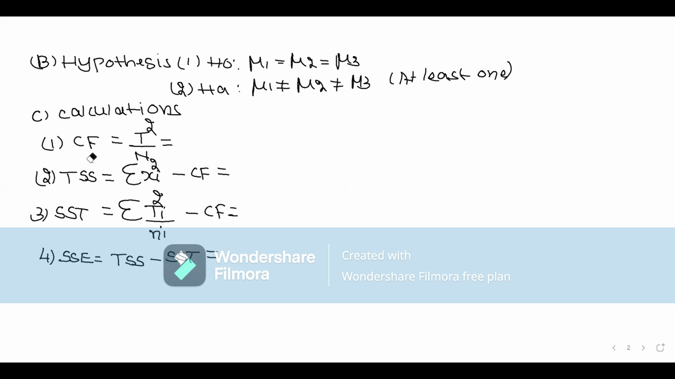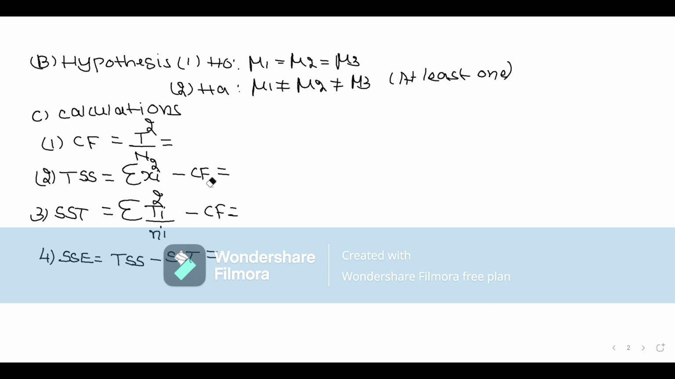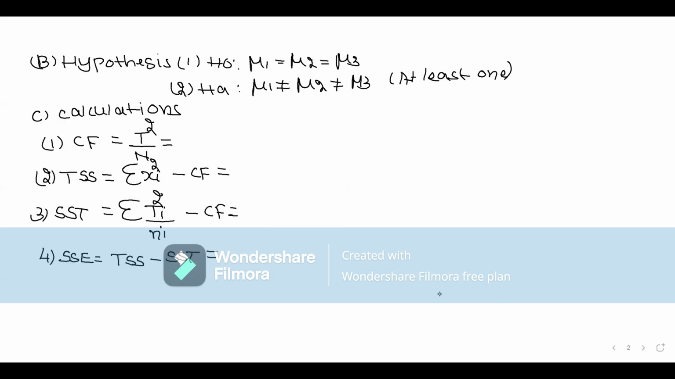Then CF, correction factor, T square upon N. Look here, the T square value and N value are here. Okay, now you can put it here. T square upon N, you write here. And TSS, summation of xi square minus CF. Look here, the summation of xi square value is here. You take that value and keep it here. And the CF value we have already calculated here, minus CF.